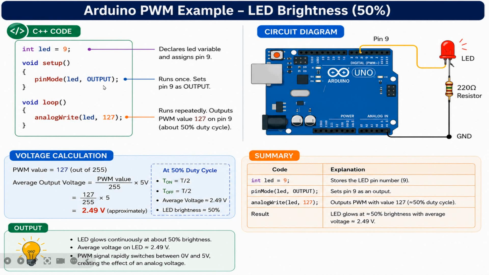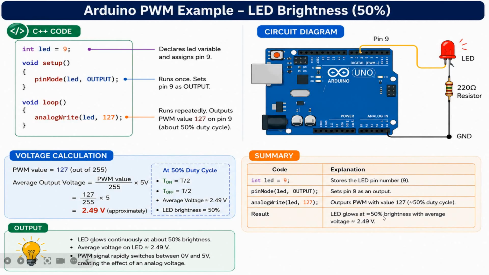Now we have defined here pinMode LED, OUTPUT. This will run once and sets pin number 9 as the output. That's the void setup loop, it will run only once, and here this will run repeatedly. And here we have declared the LED variable, and we have assigned it pin number 9. So int LED = 9 will store the LED pin number, and then you have pinMode LED OUTPUT. This will set pin number 9 as an output, and analogWrite LED, 127. Here it will output PWM with 127, that is the 50% duty cycle.